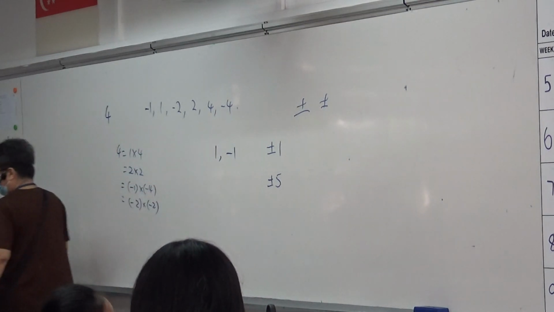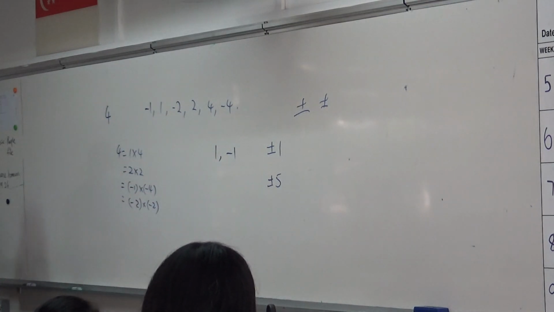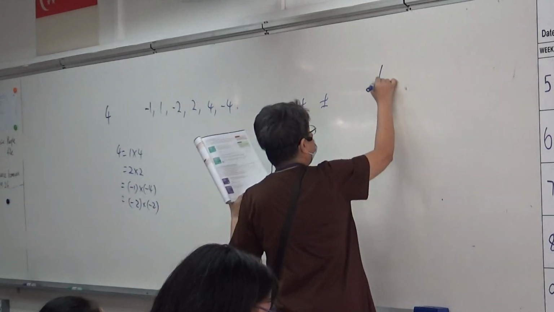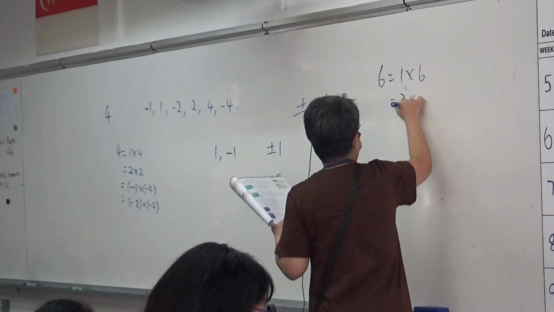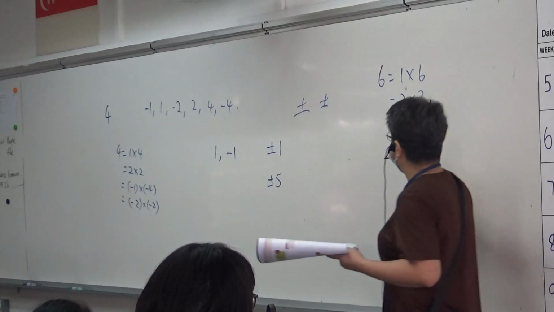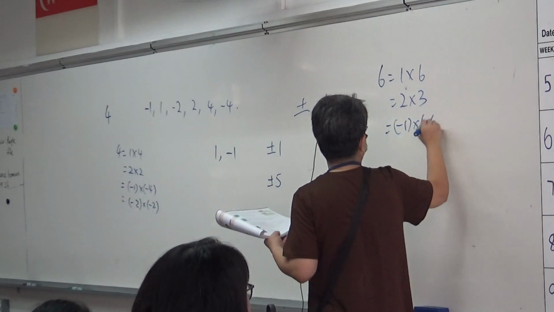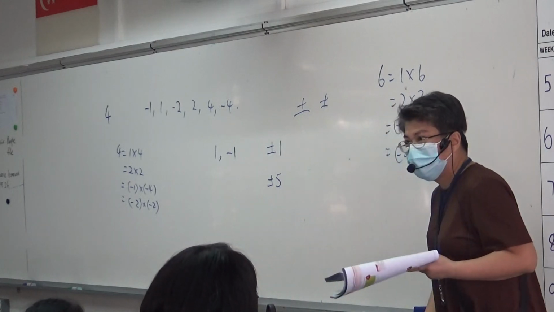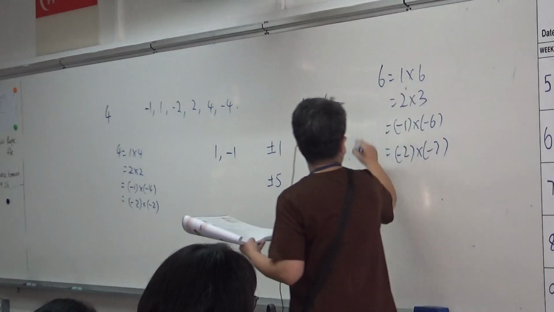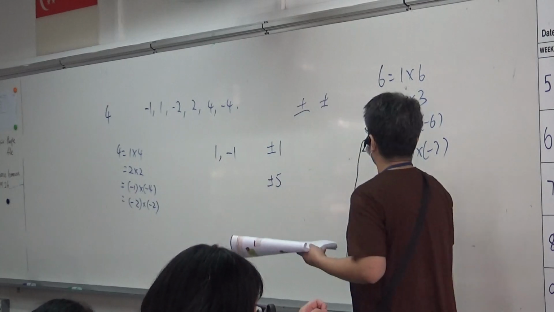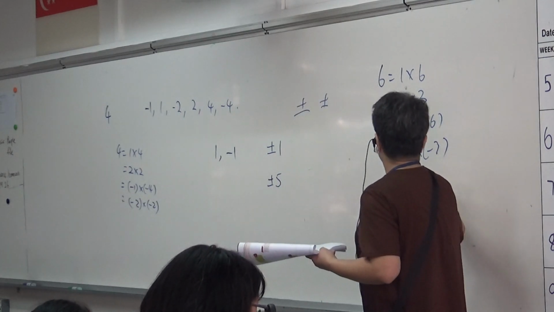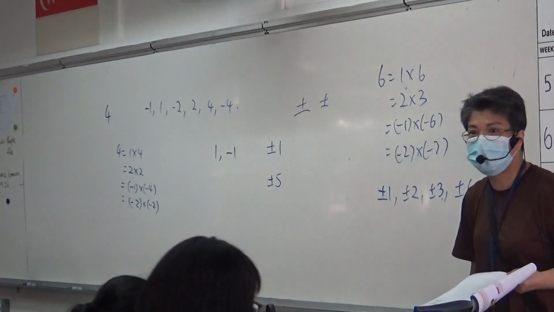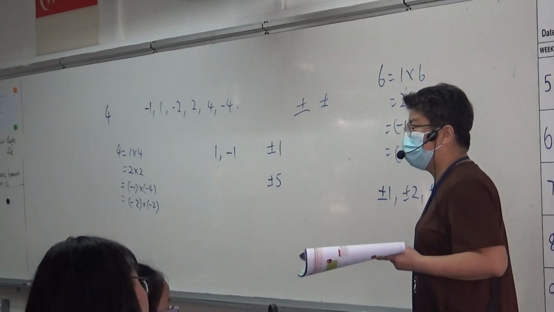Now, next, can we look at work example 7? Find the positive and negative factors of 6. Now, I'm going to do this. For 6, it's like that, right? Now, because we have negative numbers, it can also be negative. So, what are the factors of 6? It's plus minus 1, plus minus 2, plus minus 3, and plus minus 6. Are we clear? So, that's what we are talking about over there.